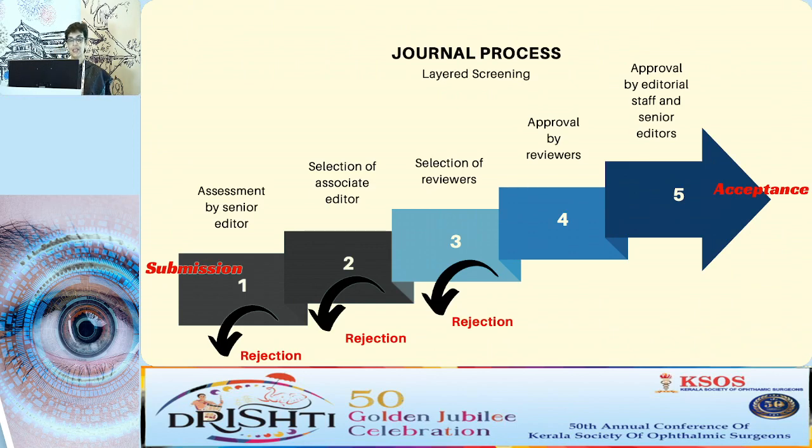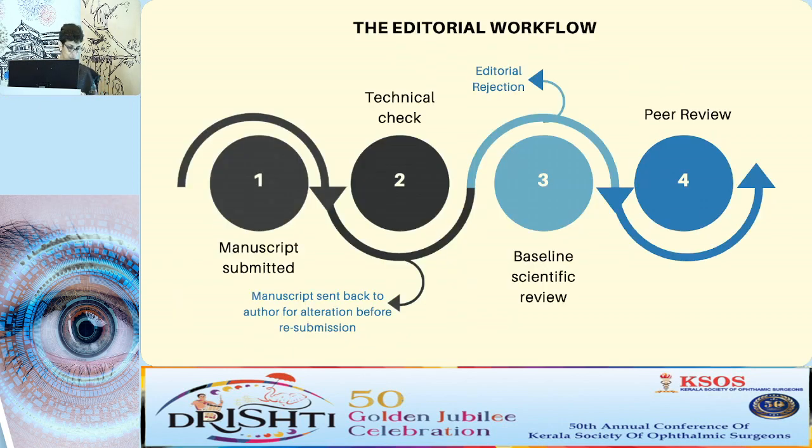So once the manuscript is submitted, it is assessed by a senior editor or a technical editor to perform a technical review. If it is not rejected at this stage, it is then taken up by an associate or assistant editor in the editorial board who does a baseline scientific review. Again, if it is not rejected, it goes to the reviewer who decides whether to review or not. And if the reviewer decides to review and then gives an approval, then the article is taken up by the editorial board, which provides further approval. So let us look at what happens in the editorial workflow in greater detail.